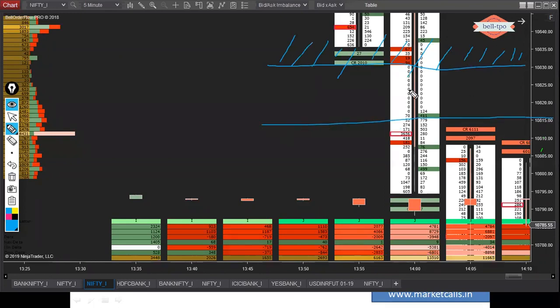In this zone between 10,830 and 10,000, almost 15 points, right? The entire 15 points, there are no buyers and there are no sellers. All of a sudden, the next liquidity is available at these zones. So the liquidity will always be available in zones. Buyers and sellers will not be present at each and every price level in the order book.